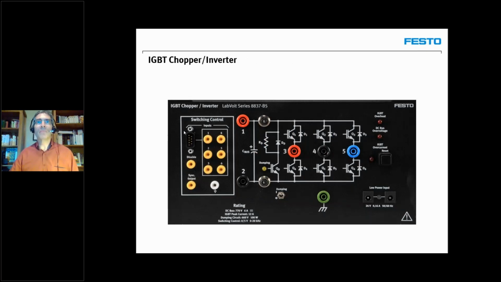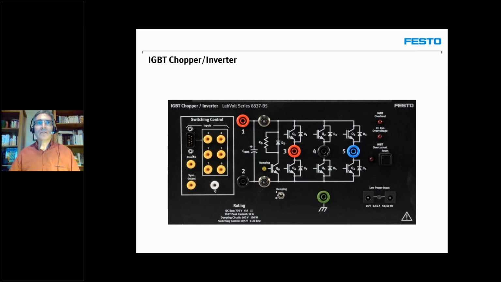Then the next module I want to introduce you to is this one here. This is the main module that we use in power electronics labs. It is our IGBT chopper inverter. As you can see, it is composed of 6 transistors that are connected in a kind of standard configuration for transistors like this. And we will be able to use only one of these, 2 of these together, 4 of these together, or the 6 of them together, depending if we want to implement a buck chopper, a 4-quadrant chopper, or a 3-phase PWM inverter, as we will see today.